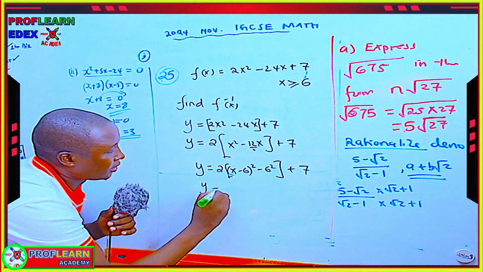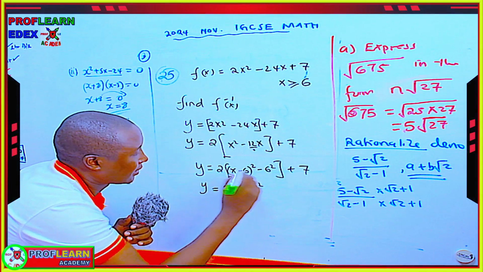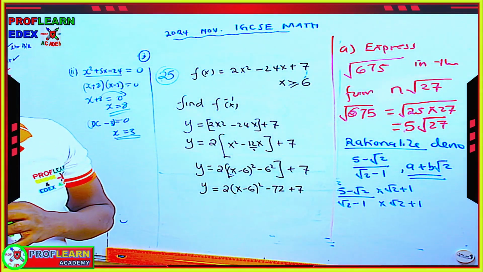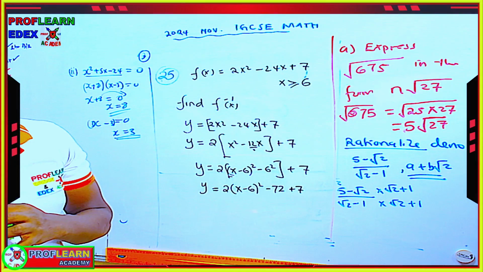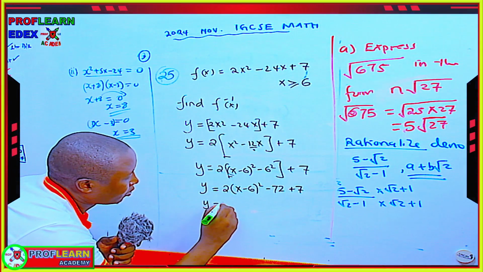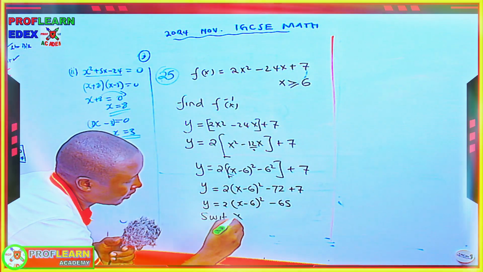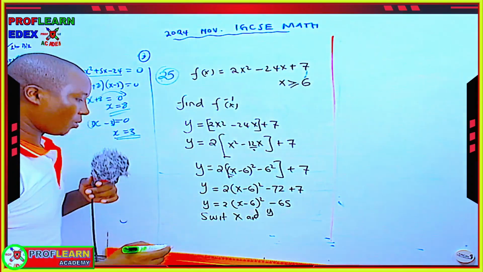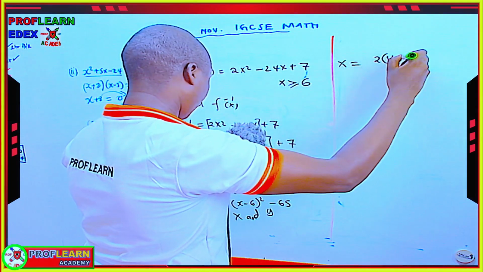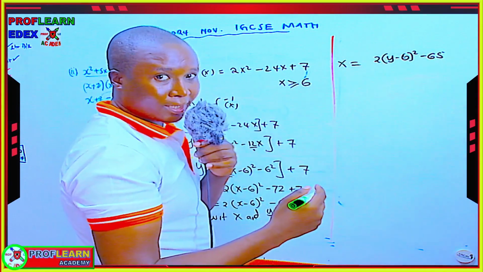Now this becomes y equals to 2 into bracket x minus 6 squared. 6 squared is 36, 36 times 2 becomes 72, then plus 7. So minus 72 plus 7 will give us negative 65. So y is equal to 2 into x minus 6 squared minus 65. Switching x and y, we are going to have x is equal to 2 into y minus 6 squared minus 65. Then we make y the subject of the formula.